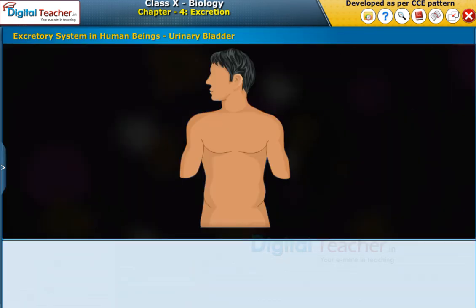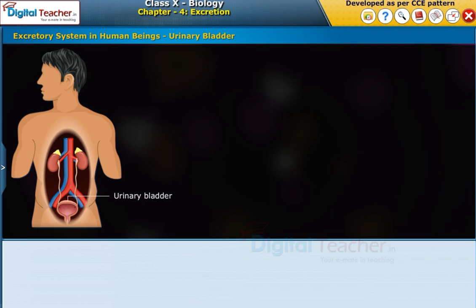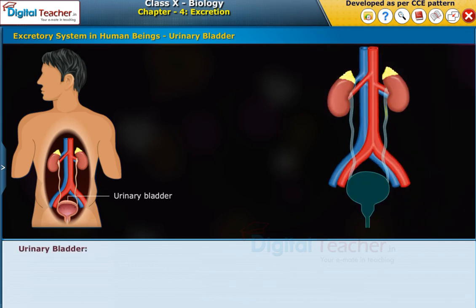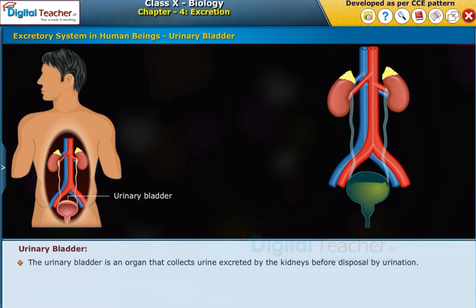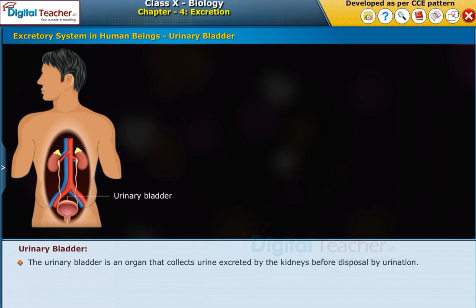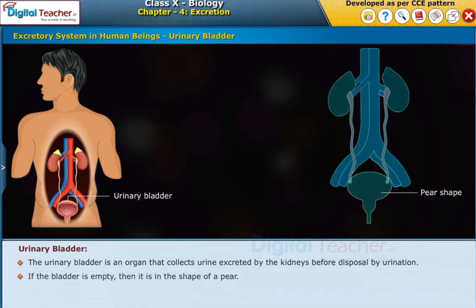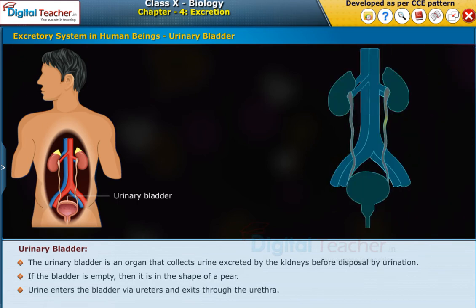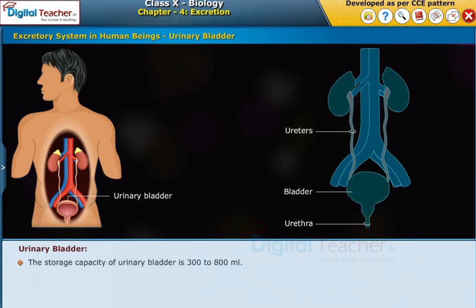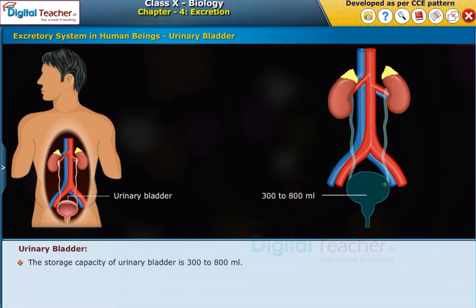Let us learn about the functioning of the urinary bladder in detail. The urinary bladder is an organ that collects urine excreted by the kidneys before disposal by urination. If the bladder is empty, then it is in the shape of a pear. Urine enters the bladder via ureters and exits through the urethra. The storage capacity of the urinary bladder is 300 to 800 ml.